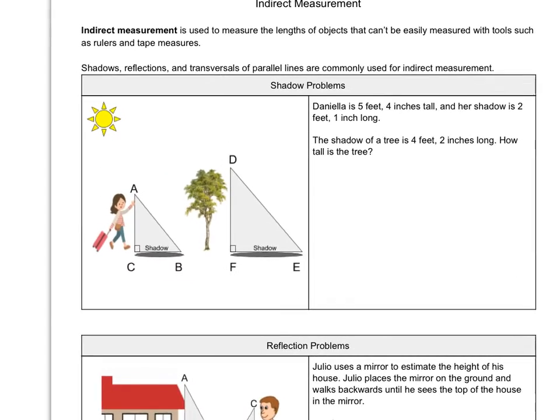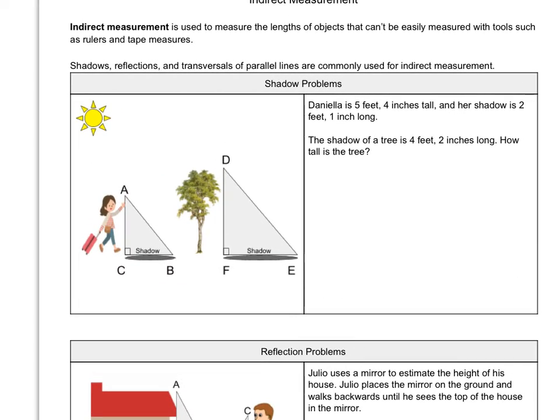So shadow problems, how do those work? Well, in this problem we have a girl, her name is Daniela, and we have a tree. We know how tall Daniela is, and we want to know how tall the tree is. Let's see what the problem tells us. It says Daniela is 5 feet 4 inches tall, and her shadow is 2 foot 1. We don't know the height of the tree, but we do know that the shadow of the tree is 4 foot 2 inches long.